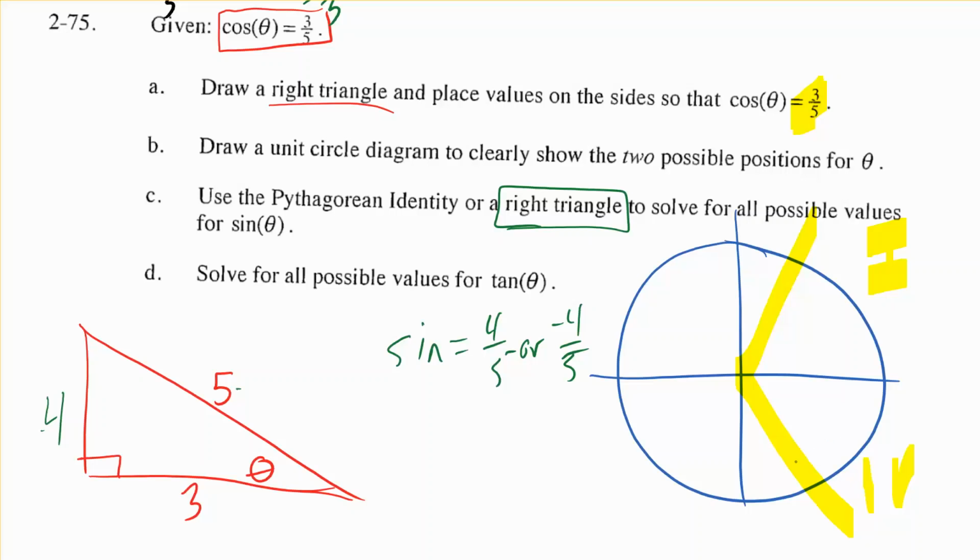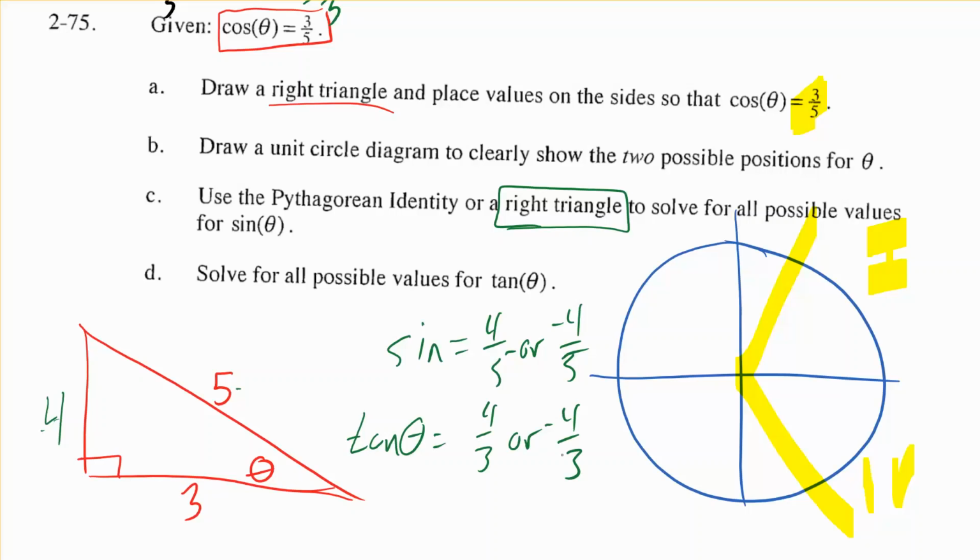And then all possible values for tan. And that should be pretty easy too. Tan is opposite over adjacent, so tan either equals 4/3 if it's in the first quadrant, or negative 4/3 if it's in the fourth.